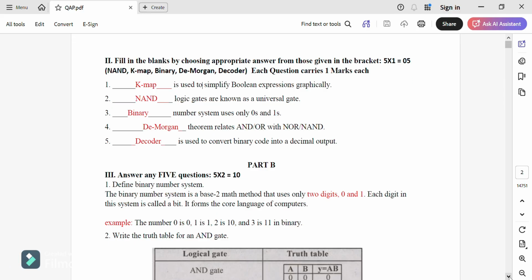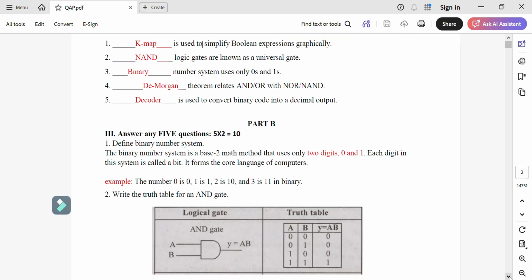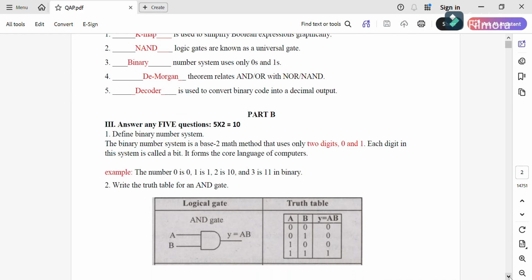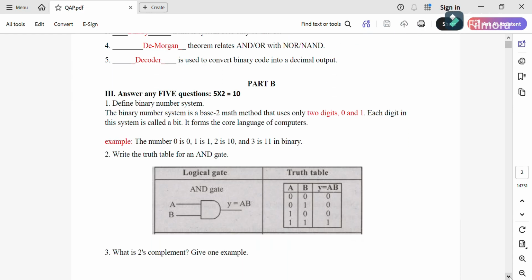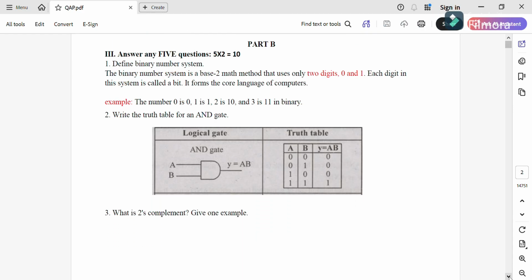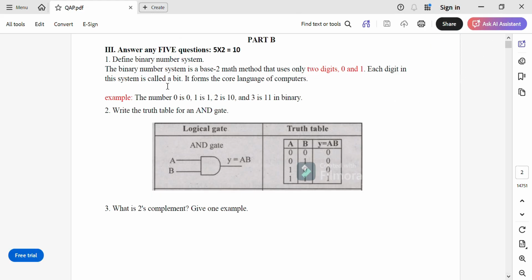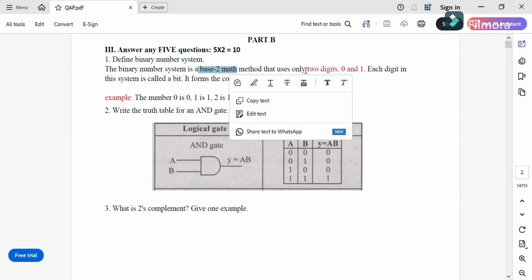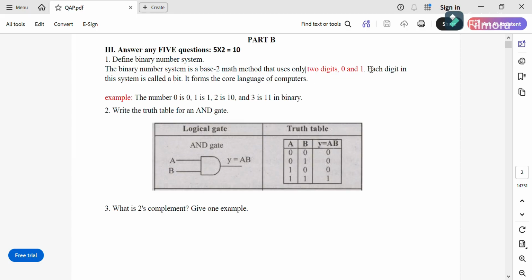Part B carries a total of 10 marks. You have to answer any 5 questions, each carrying 2 marks. The first question is define binary number system. Just write that it represents a number system which has base 2, and that uses only two digits, 0 and 1.